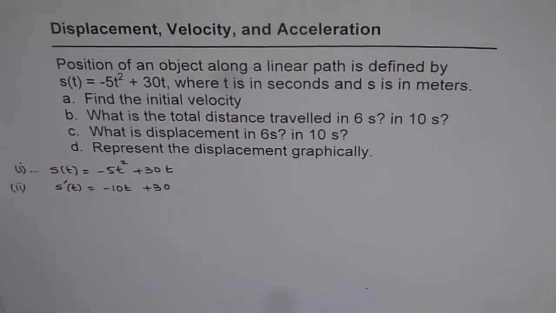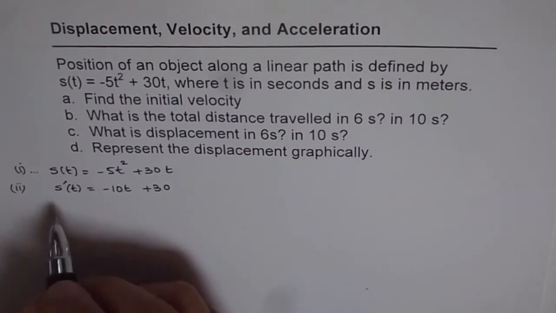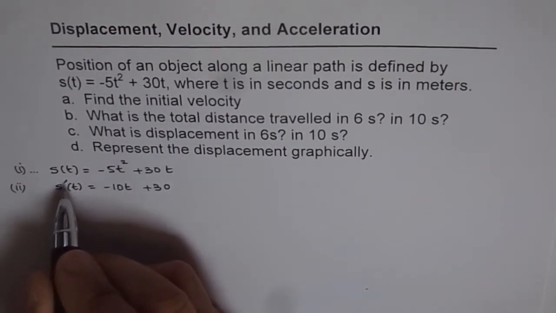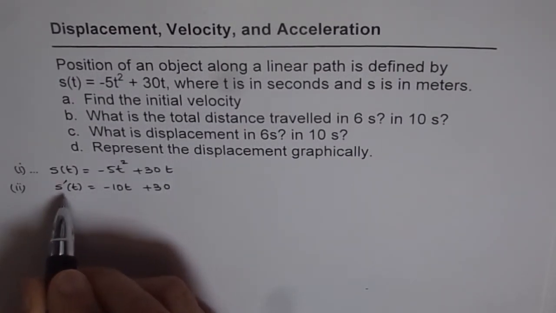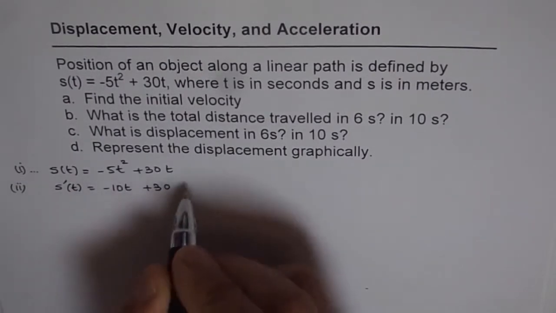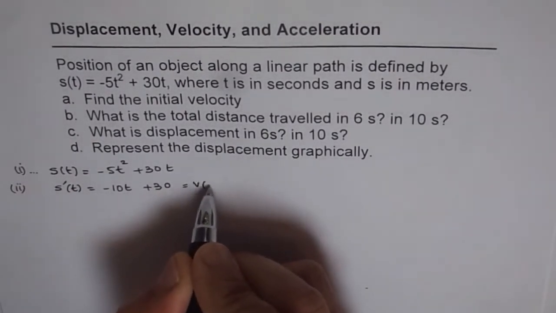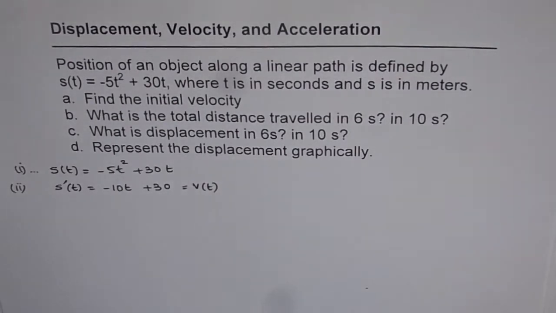Now it says find initial velocity. Now initial velocity is when t equals 0. So that is what we are going to consider. And I have not really written what is the domain of t. I've left it open, for no reason, but just like that. Okay, so we have s dash, the first derivative of displacement, which is velocity here. So we'll say this is my velocity, correct? Velocity is the first derivative.